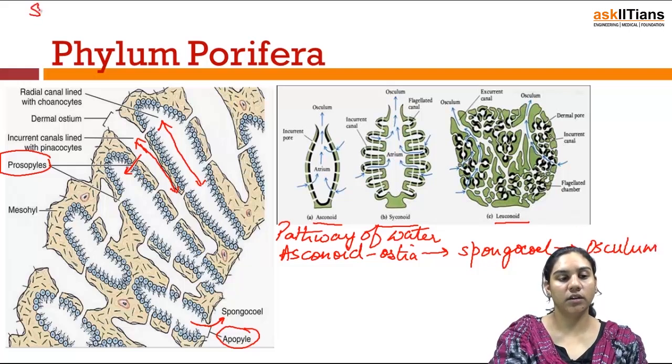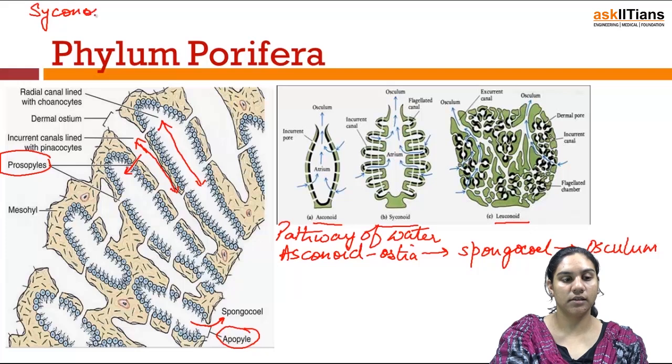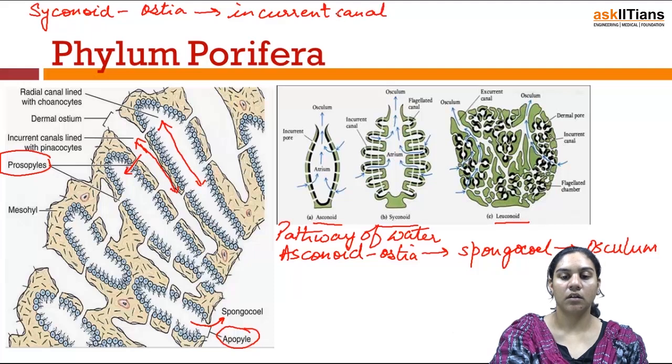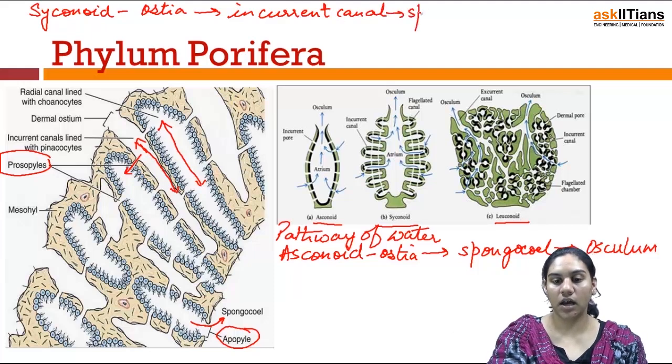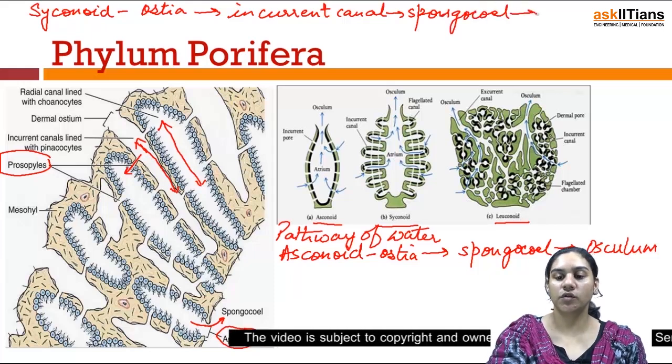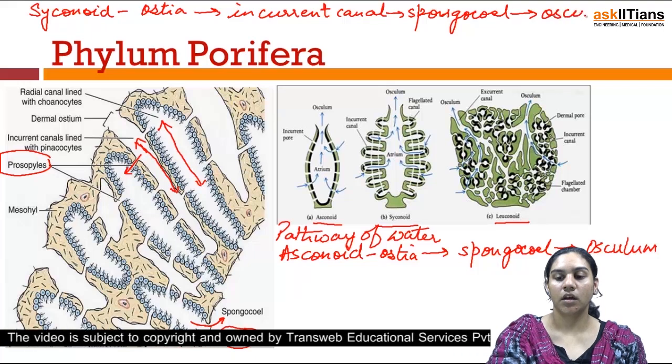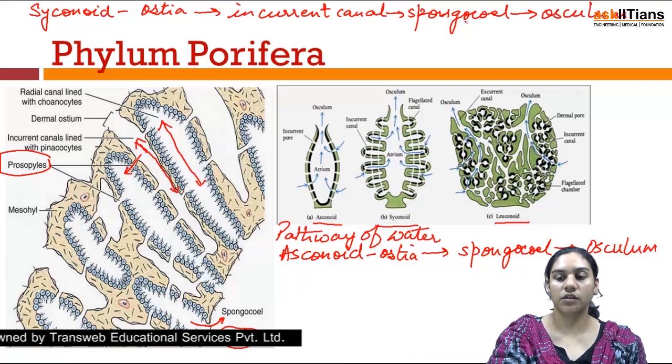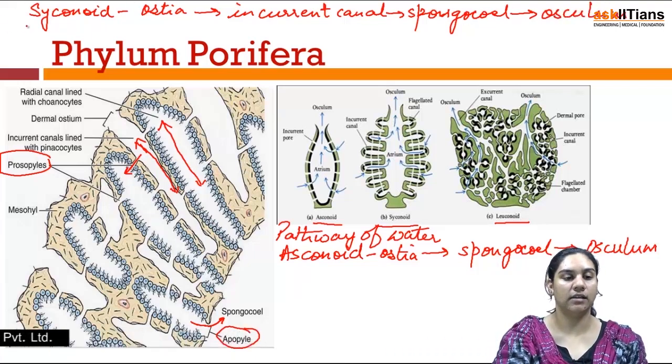The pathway of water in the syconoid canal system: the water enters through the ostia into the incurrent canal. From the incurrent canal into the spongocoel, and from the spongocoel it is transferred to the osculum and exited out.